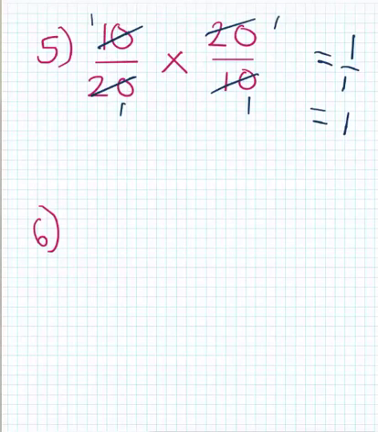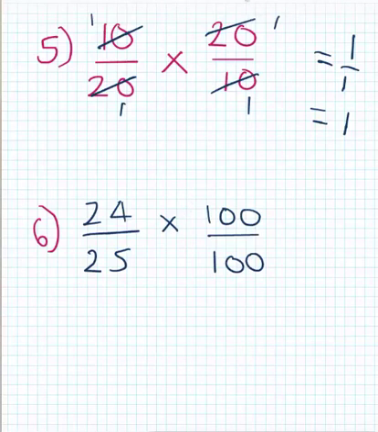Let's try question 6. Okay, question 6, let's have a look and see what we have. I have 24 over 25 and then 100 over 100. Now, remember that trick? If you see the same number on top and on the bottom, you can just cross them off. But if you decided to divide the 25 by 25 and the 100 by 25, you could also do that. But I think the best and fastest way is to cross off the 100 on top and cross it off on the bottom, which is really dividing by 100 and dividing by 100, and we get 1.